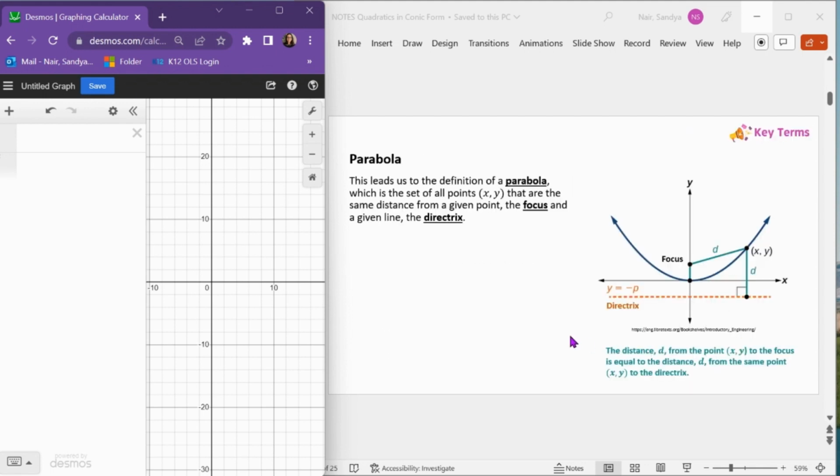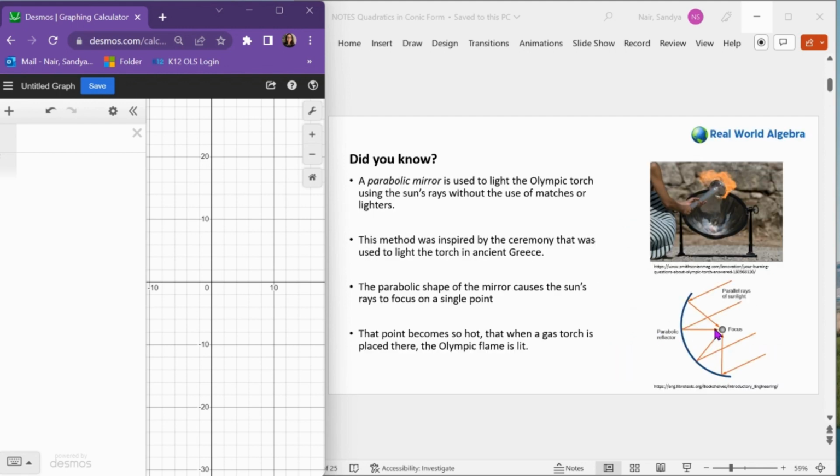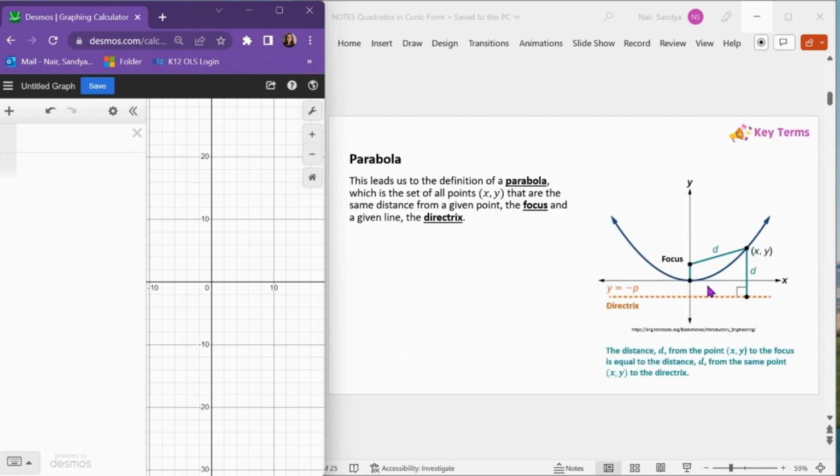So, this leads us to the definition of a parabola. A parabola is defined as the set of all points x, y that are the same distance from a given point, which is the focus, and a given line called the directrix. This focus is that point that we were talking about that they use to light the flame. So if I take a point x, y on my parabola and I measure the distance d to the focus, it's going to be the same as the distance d to a line that's drawn here, and that line is called the directrix. Every point that has this quality will define the parabola.